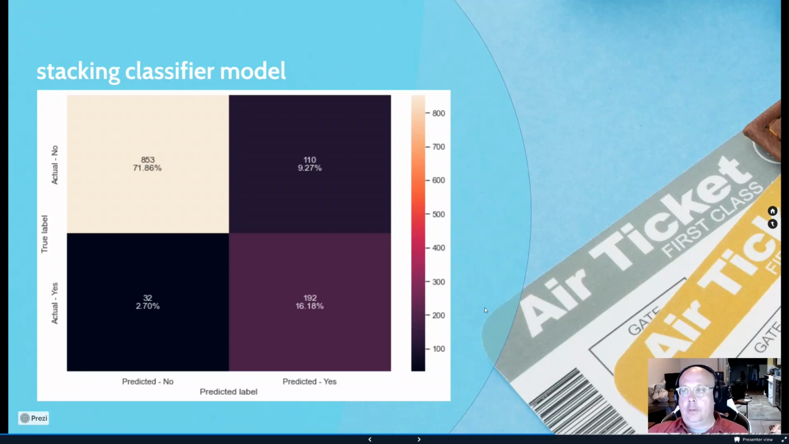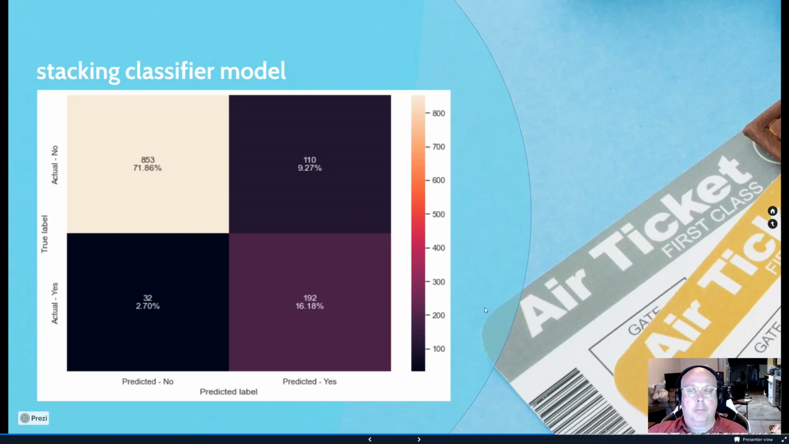Before I created the machine learning models, I set aside a portion of the data as test data. This data was not accessible during the training of the machine learning models, but it is being used now to test the performance of our chosen model, the stacking classifier model.